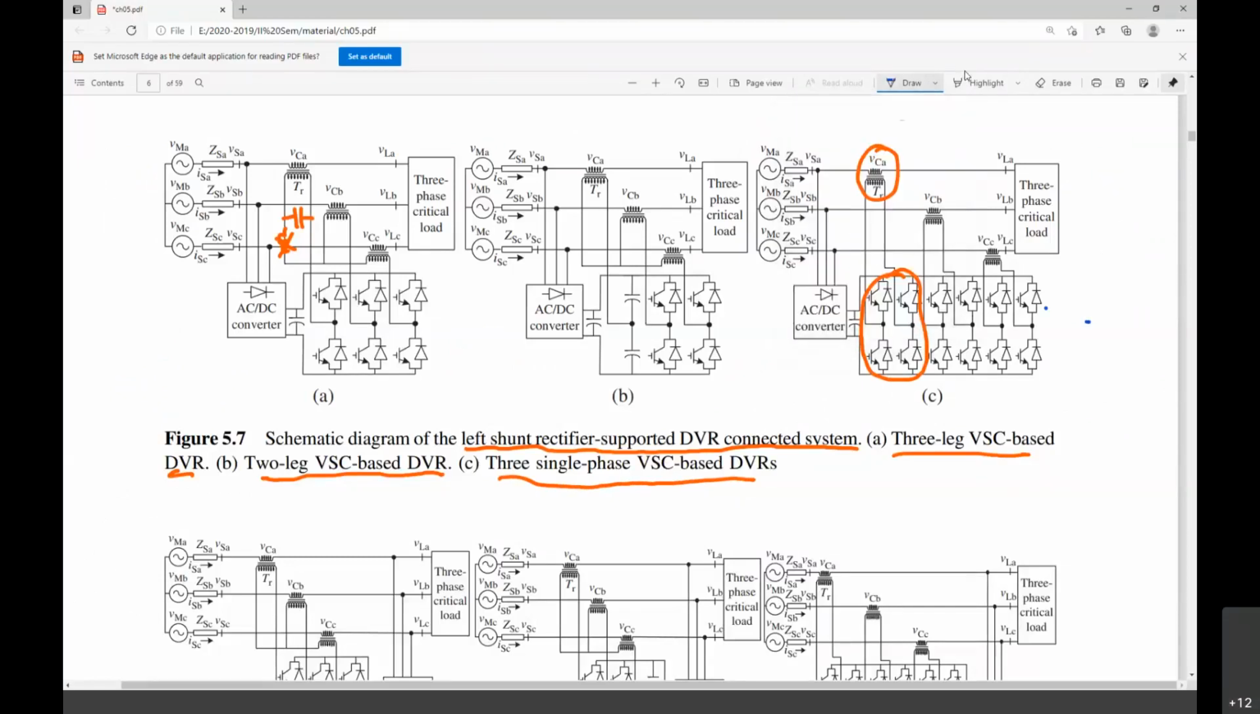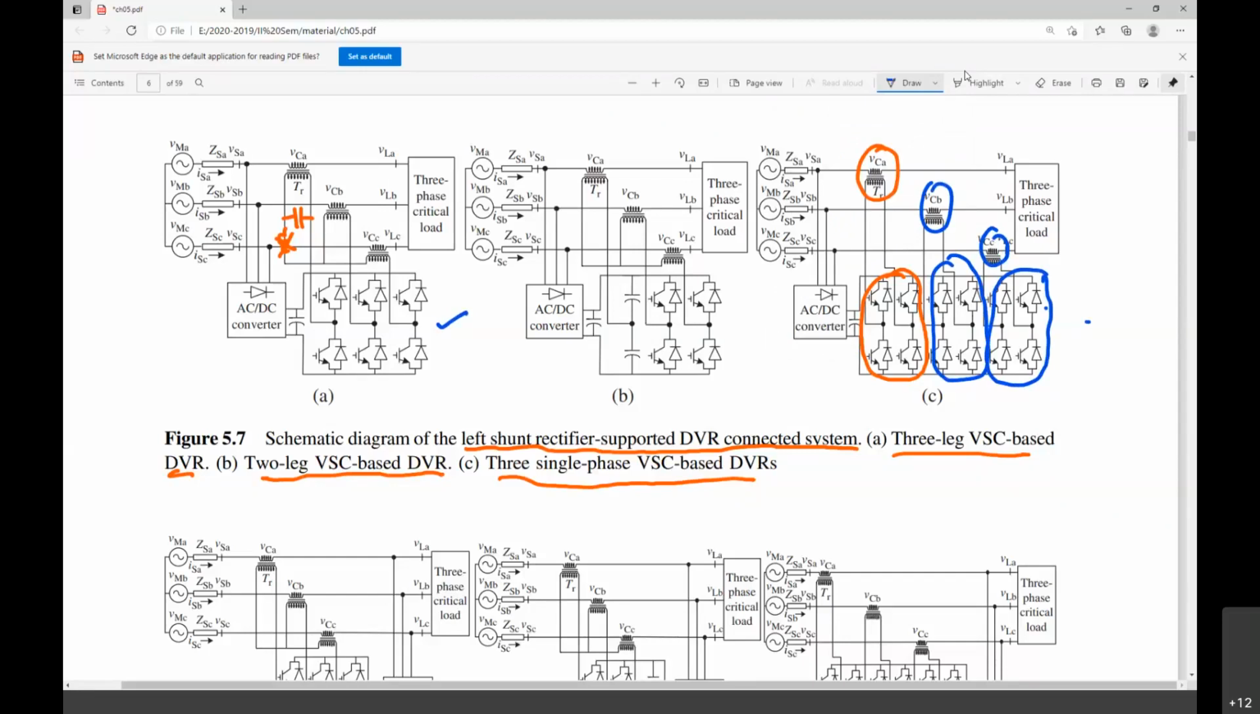Phase B over here, phase B. Again, this is phase C of a single phase. But this is a very simple circuit, especially for the controlling, because now, especially when you go for this kind of a three-leg VSC based DVR, the control of the inverters are dependent very much.